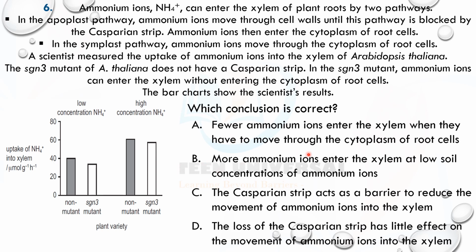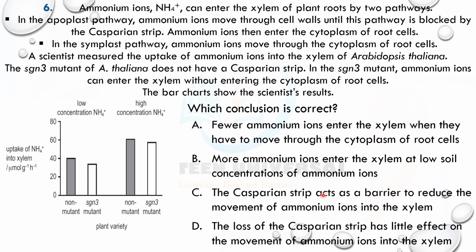B says more ammonium ions enter the xylem at low soil concentration of ammonium ions. So if you go to low soil concentration, they say more ammonium ions enter. If you compare low and high, more ammonium ions enter at high compared to low. So that's wrong. High has higher uptake for both non-mutant and SGN3 mutant. All right, so B is wrong.